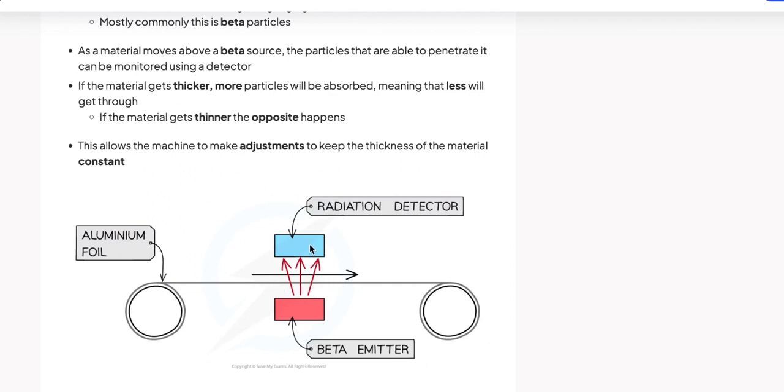So if you want the thickness to be less, more of the beta ray has to pass. If you want the thickness to be more, less of it has to pass. So depending on what thickness you want to keep constant, it determines how much of this happens. Is that okay? So this is how we use the beta particle to control the thickness of material.